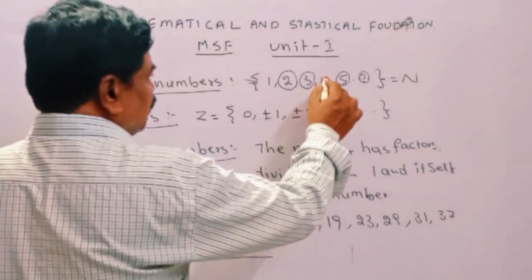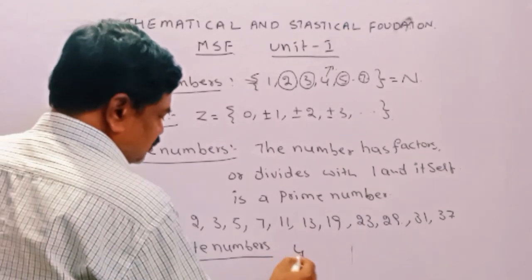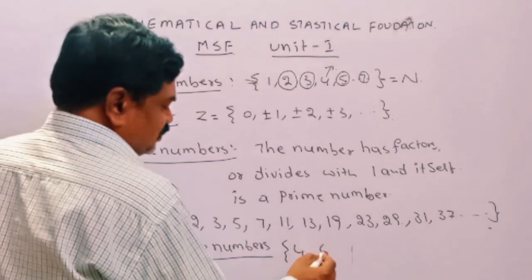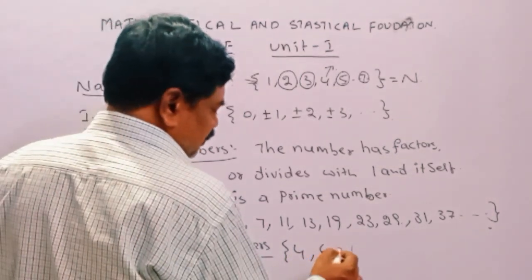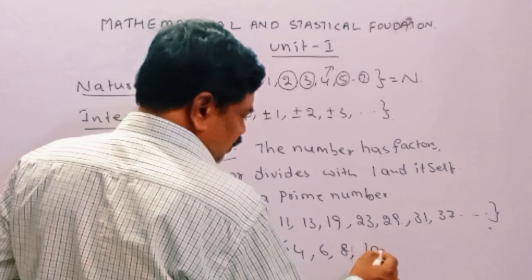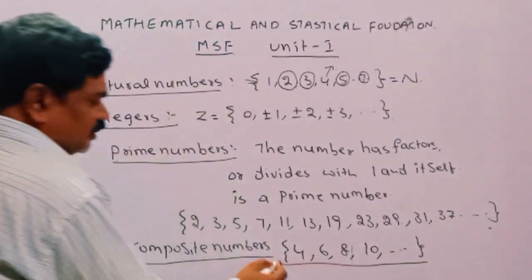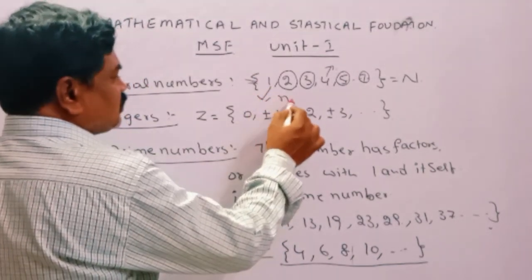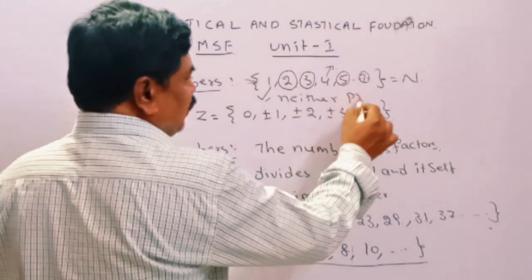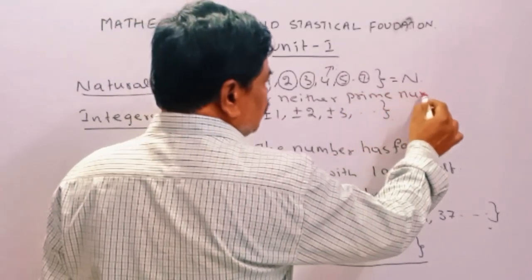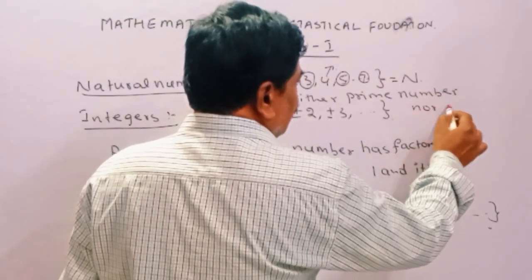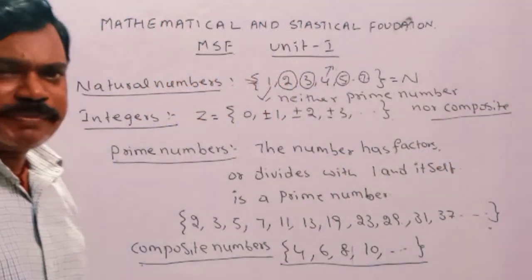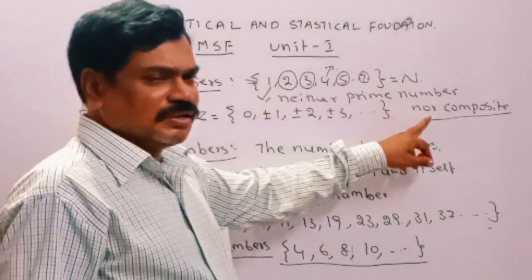So here you see 4 is a composite number, and 6 is a composite number, 8 is a composite number, 10 is a composite number, like these are composite numbers. Here what about 1? 1 is neither a prime number nor a composite number.